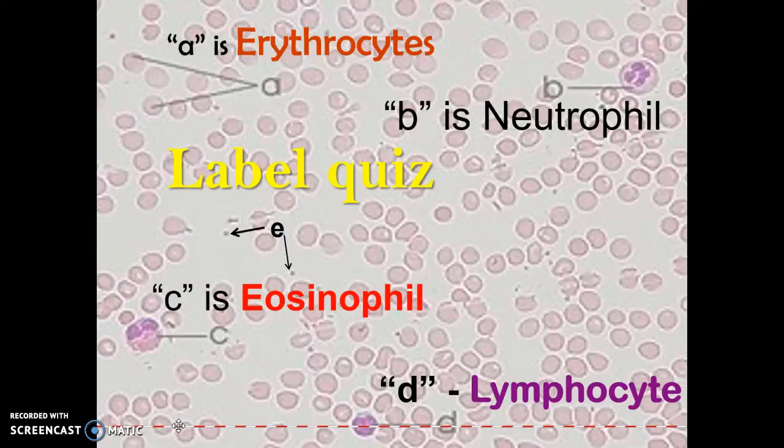Right, thrombocytes. Oh, hey, there's D down there. It's a lymphocyte. It's kind of hidden. It got cut off a little bit. And E is a thrombocyte.